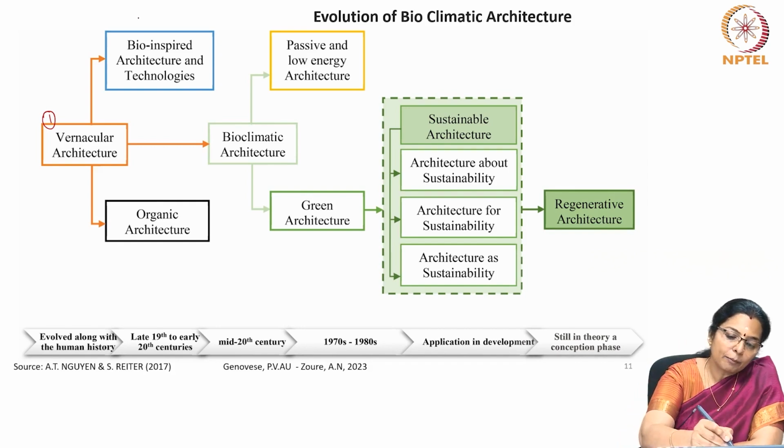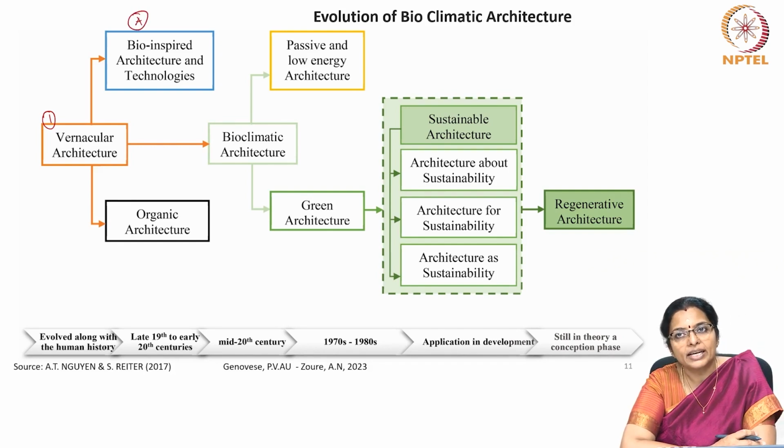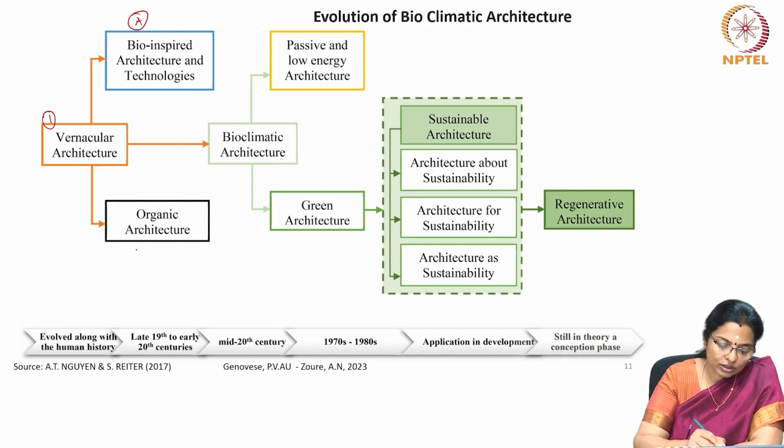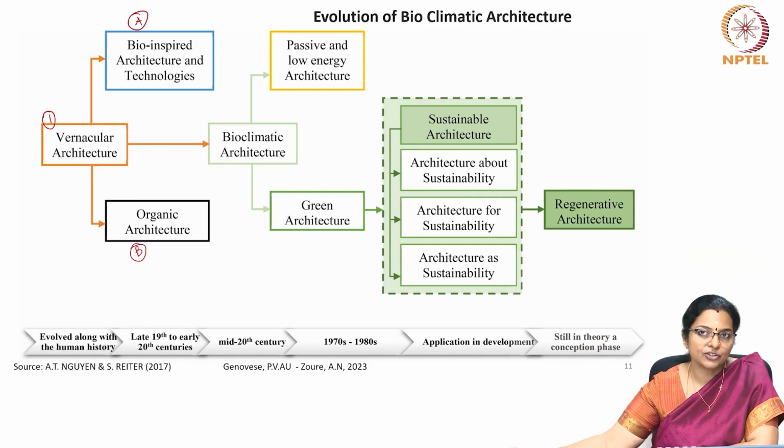Then we have the bio-inspired architecture and technologies. This culminated in an organic style of architecture which is inspired from nature, adapting to local environments and conditions. Then from the late 19th and early 20th centuries up to present time, this started with the work of Antonio Gaudi, and then we had what is called organic architecture. This is a philosophy of architecture which promotes harmony between human habitation and the natural world, reducing the need of using energy and resources.